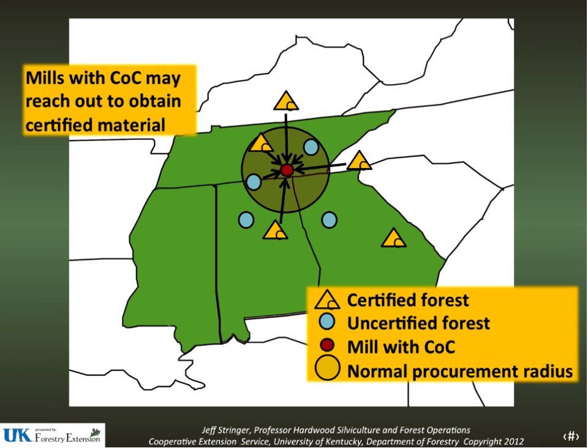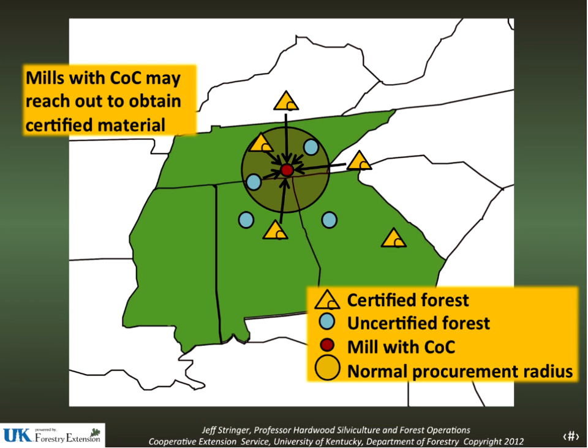Now we've got a certified forest. So let's talk about what happens with material from a certified forest. These are the triangles that you see, and these are certified forests. Some of those certified forests are within the normal procurement radius, so a mill has no problem buying and moving that to the mill, no big deal. But you can have certified forests that exist outside that radius as well. Depending upon the demand, if the mill has enough demand for that certified material and the money's there to do it, they can pull this material into that mill.